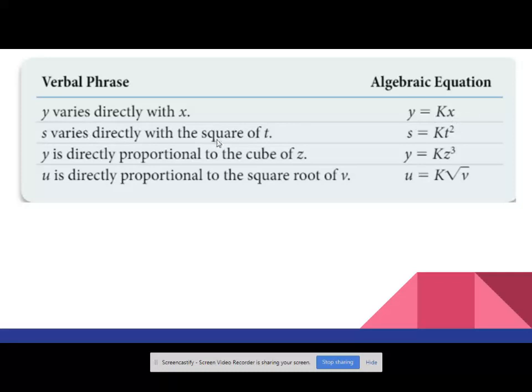S varies directly with the square of t, so now we have the square. Basically, it's the same idea, except instead of just x, we would have x squared, or the cube of z. So there's that directly proportional. U is directly proportional to the square root of v. So it's the same equation, except it could be with just x, the square of x, the cube of z, or the square root of v.